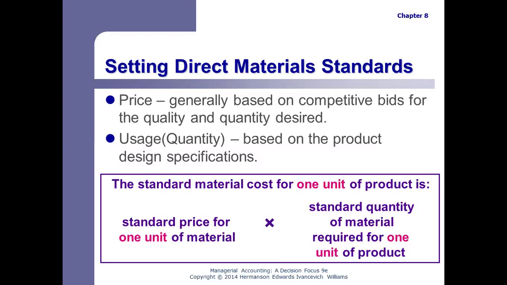Okay, so the standard material cost for one unit of product is the price that you pay for one unit of materials, the standard price, which you think you should pay, times the standard quantity of materials used in one unit of product. So it's supposed to cost this much per unit, and you're supposed to use this many units of material. That's the standard material cost.